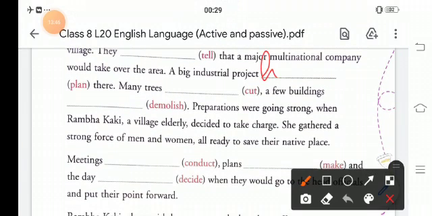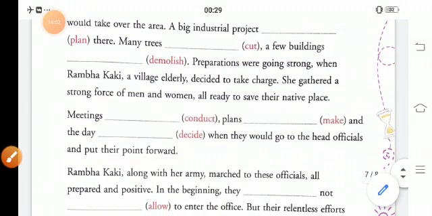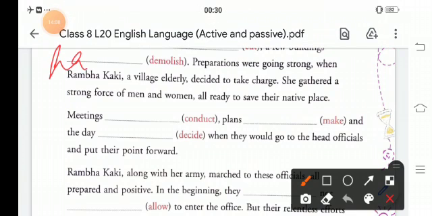A big industrial project had been planned. Many trees had been cut. A few buildings had been demolished. Preparations were going strong when Rambha Kaki, a village elderly, decided to take charge. She gathered a strong force of men and women all ready to save their native place. Meetings were conducted.